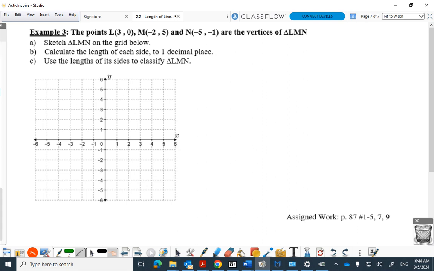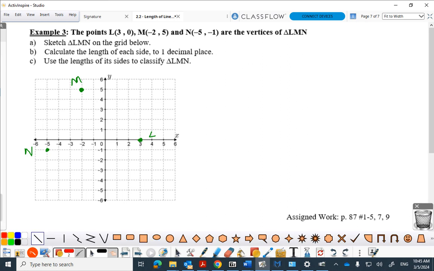dealing with all this. The points L, 3, 0. Okay, let me put that on there. L. M, negative 2, 5. Okay. And N, negative 5, negative 1. Got those all on there. Are the vertices of triangle LMN. So that's a triangle. All right, so let me get my straight line tool out, and I'll connect those up.